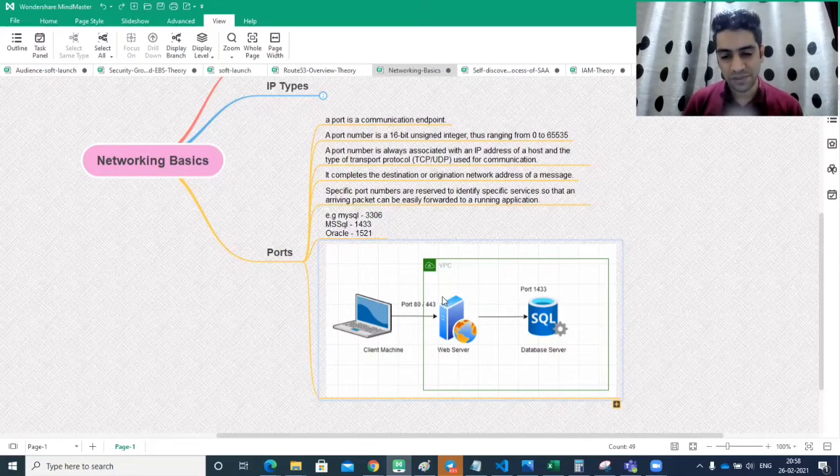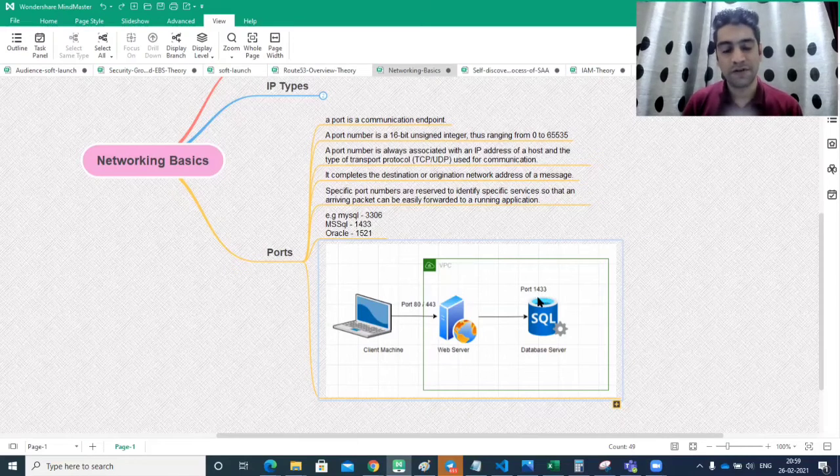Now when your web server is talking to a database, the web server will have to talk to this database on port 1433. Here I have assumed this database as MS SQL. So like I said, the defined port for MS SQL is 1433. It's like my MS SQL knows the language of 1433, you can say that. So if any web server is talking to MS SQL, then it has to talk over this port 1433.